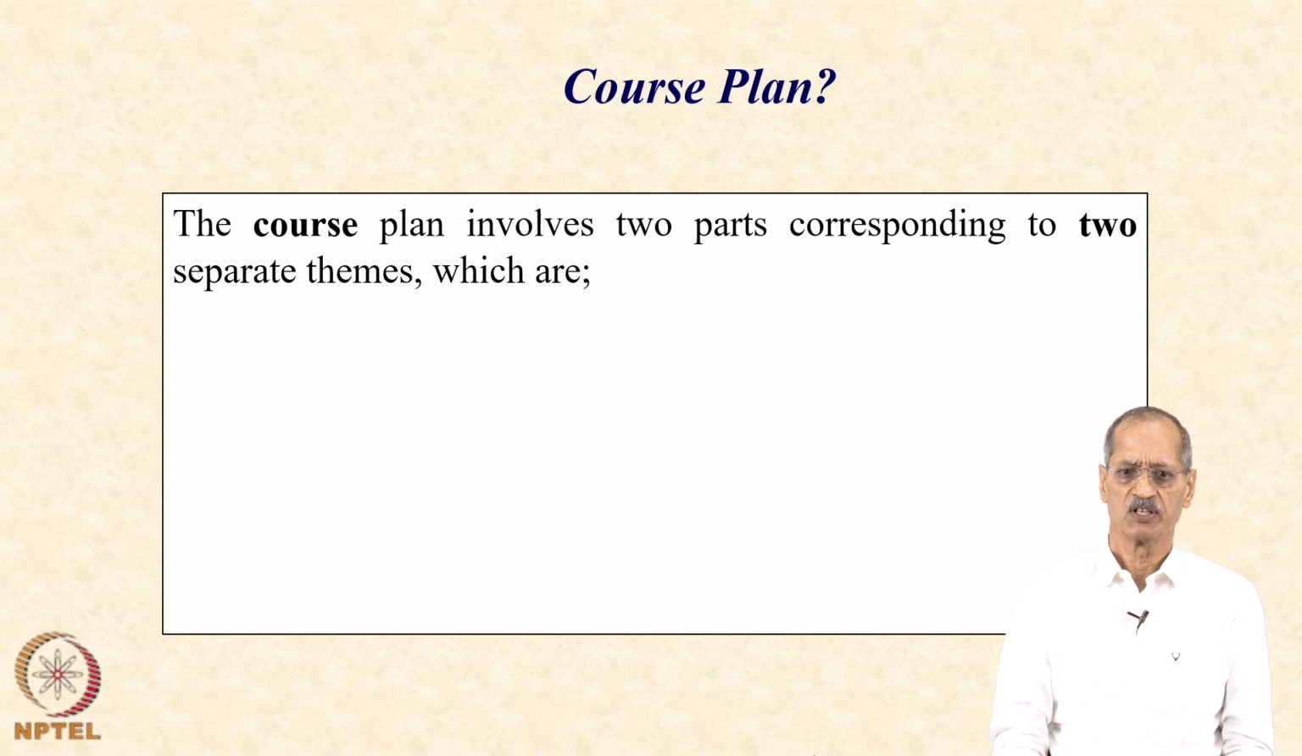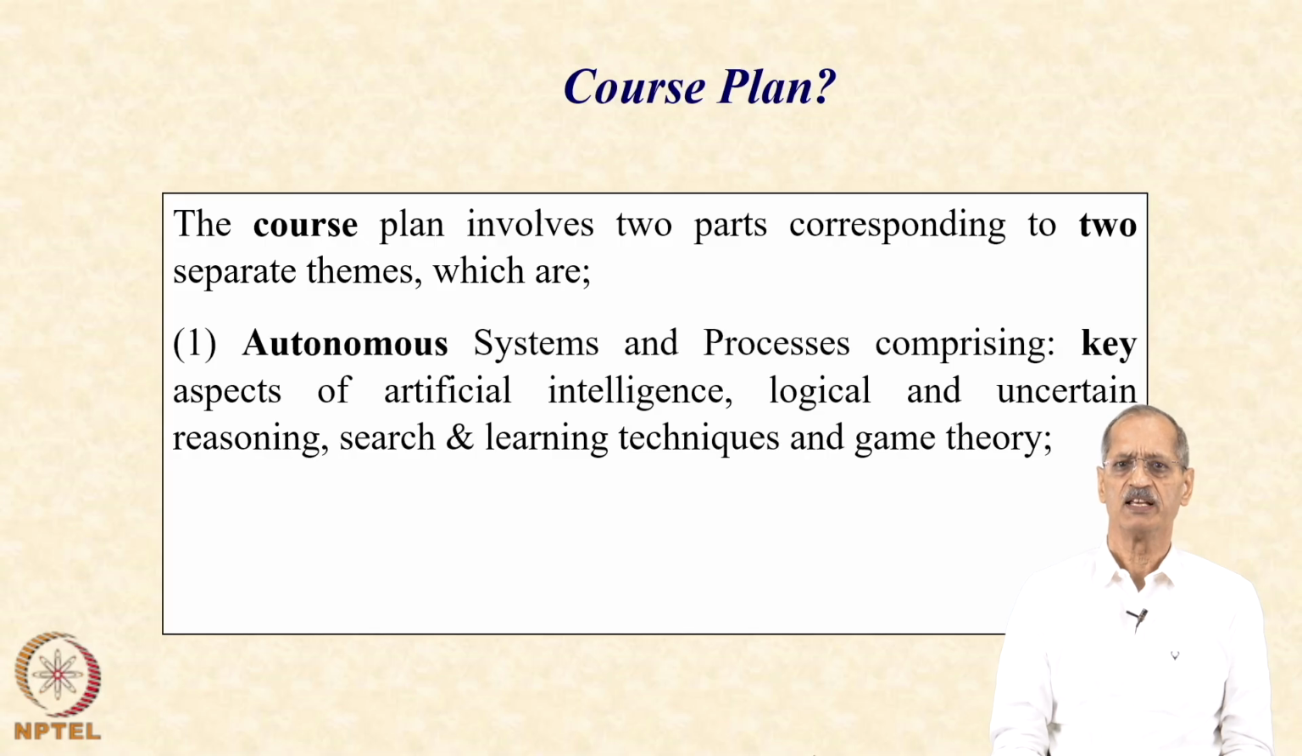The present course has broadly been divided into two separate themes. The first theme essentially deals with autonomous systems and processes which comprise artificial intelligence, logical and uncertain reasoning, search and learning techniques and game theory. These things will essentially create a foundation for us to understand the theory behind creating such systems.